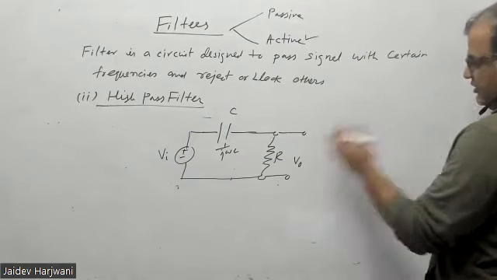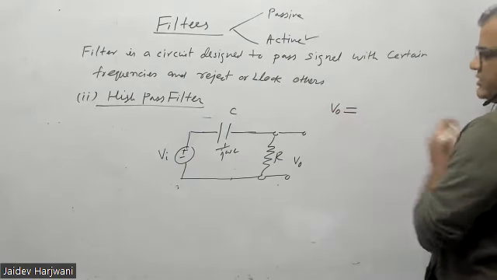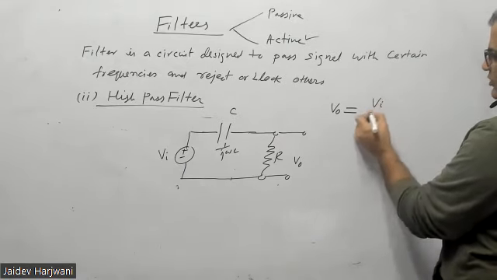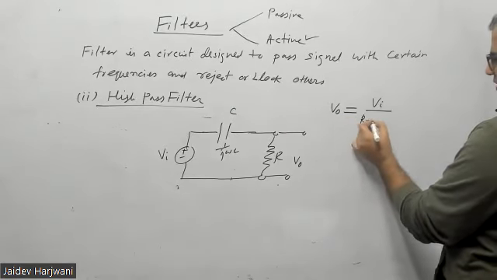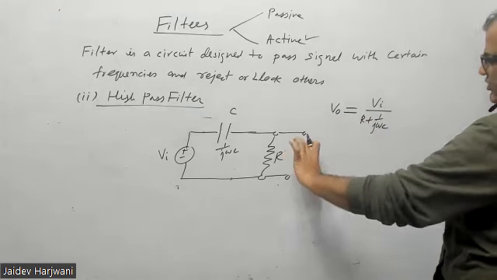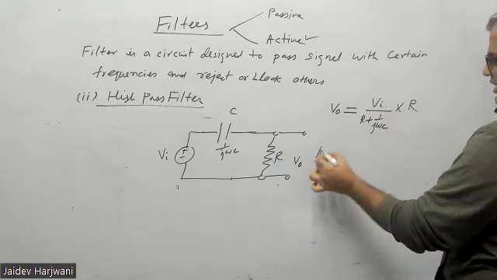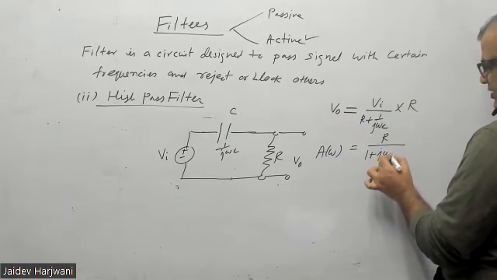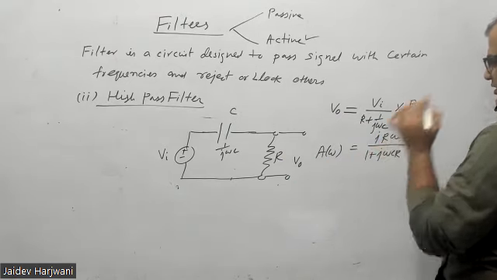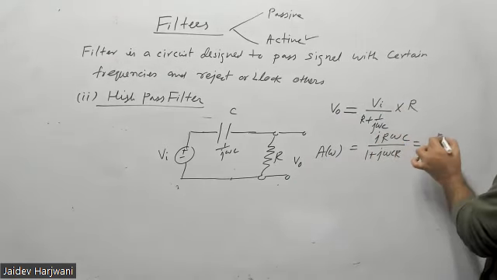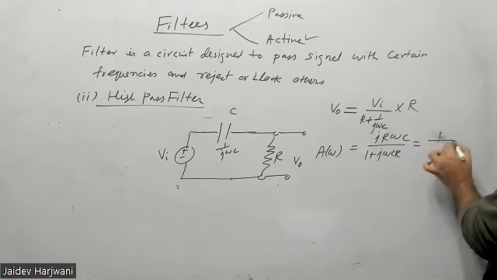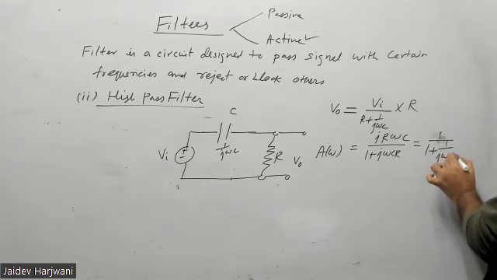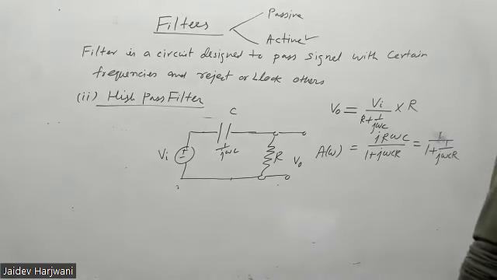If I write the expression for V naught, the current from V input flows through these two in series, R plus 1 upon j omega C, and I take the voltage across R. My gain A omega will be 1 plus j omega C R, with this j omega C in the numerator. You can write it like this also, which is also correct: 1 by 1 plus 1 upon j omega C R. So this is the expression for the high pass filter.